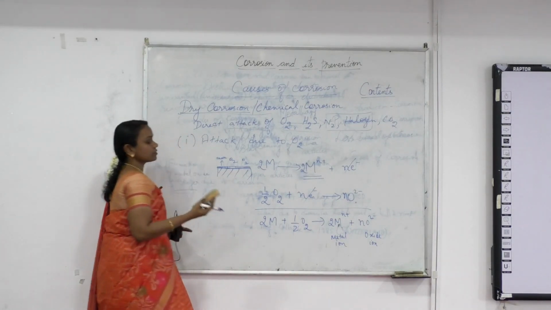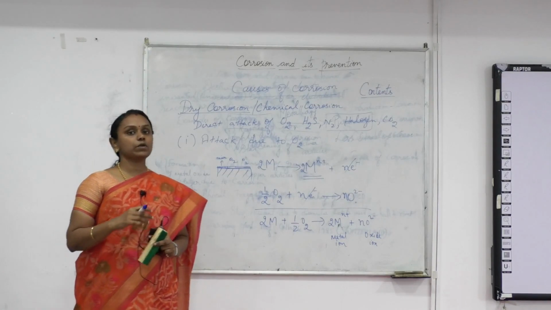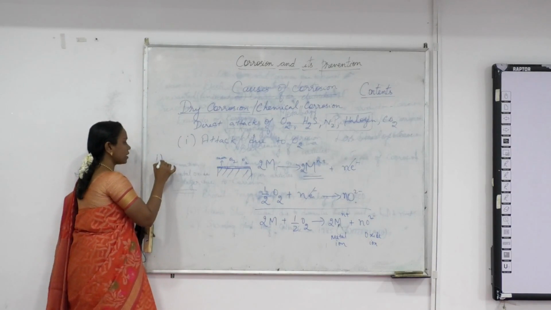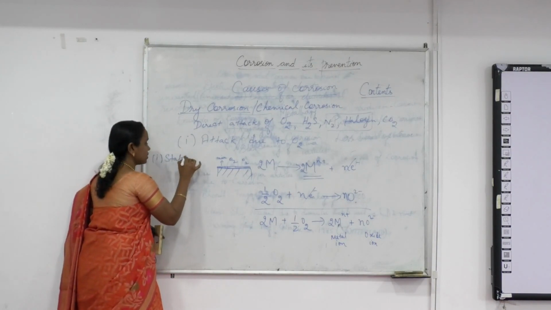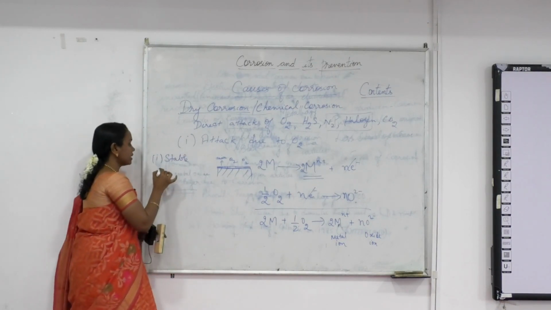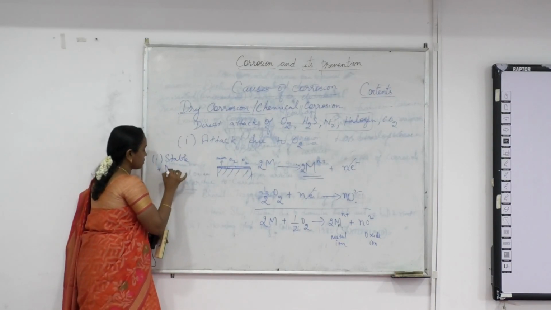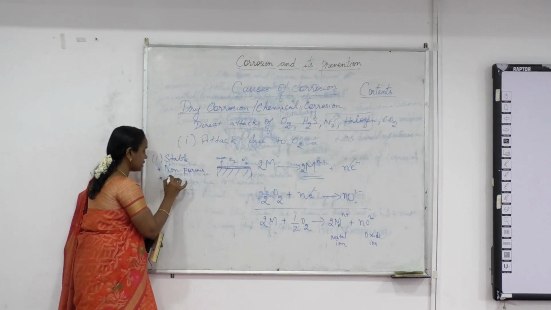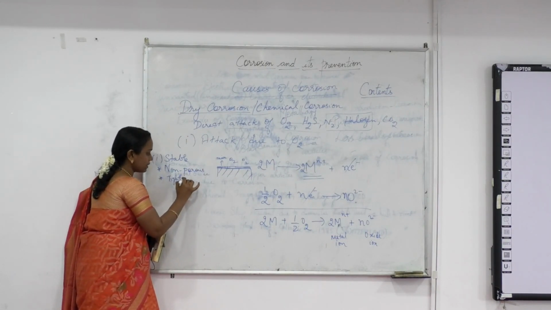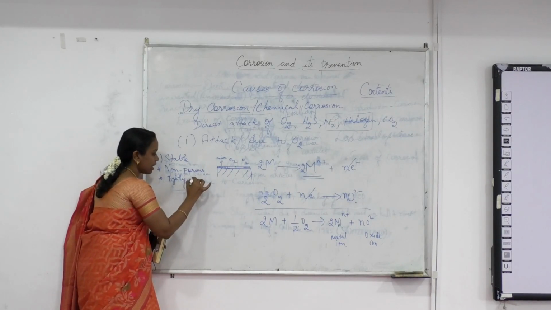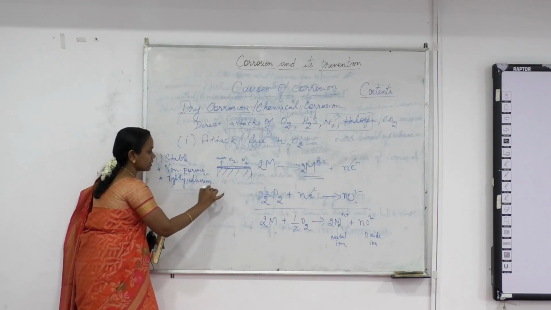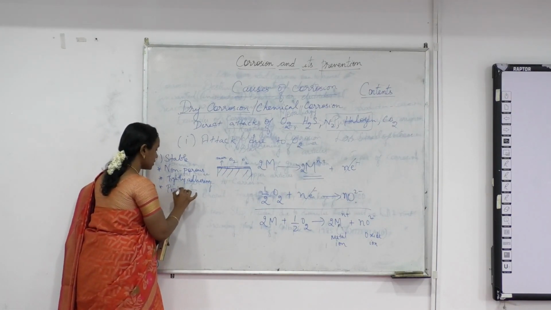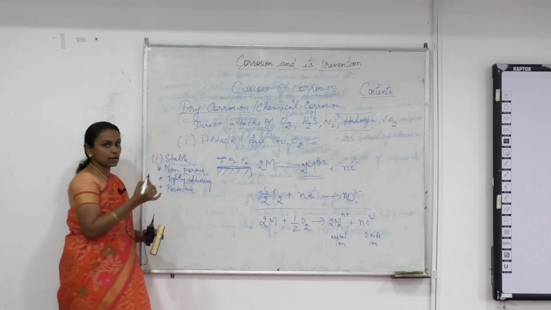Now, the nature of the metal oxide layer can be of 4 different types. Suppose the metal oxide layer that is formed is very stable. That means it is non-porous, it does not have any minute pores. It is tightly adhering, tightly bound to the metal surface. If the metal oxide layer is non-porous and tightly adhering, then it is protective in nature. That means it will protect the metal from further corrosion.